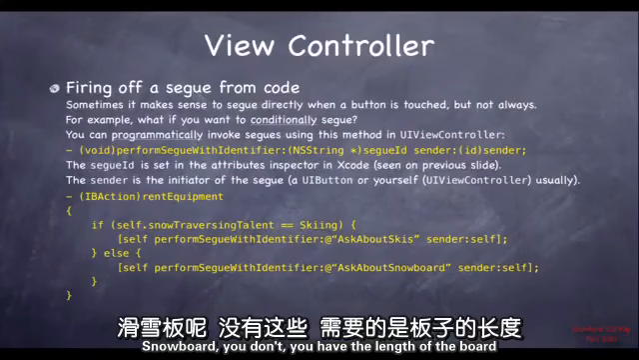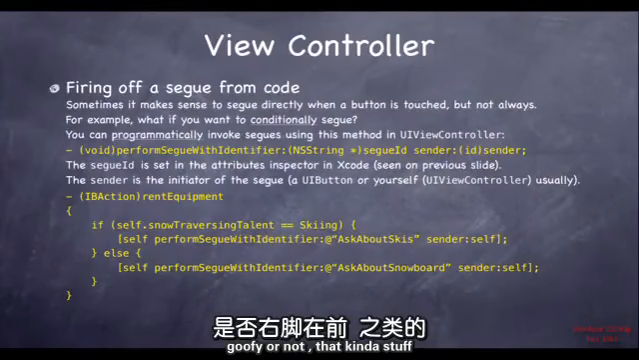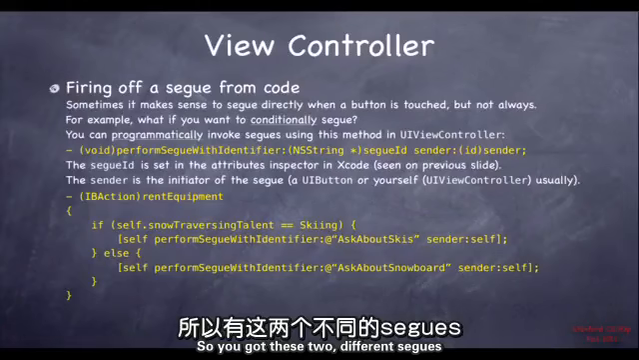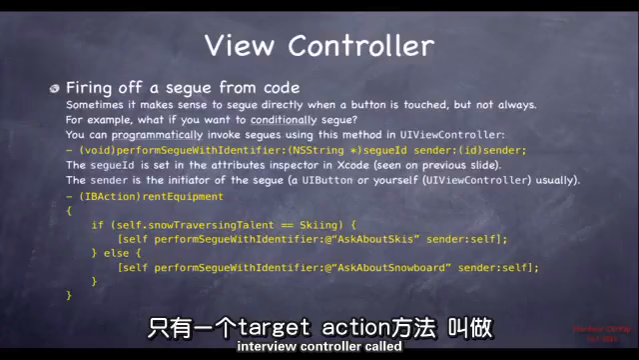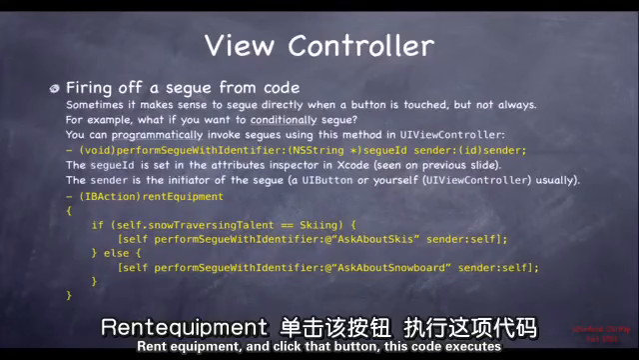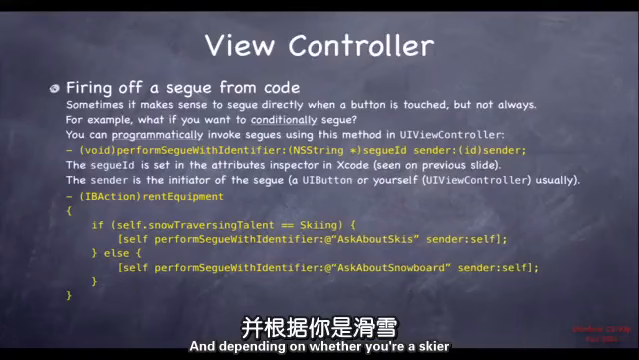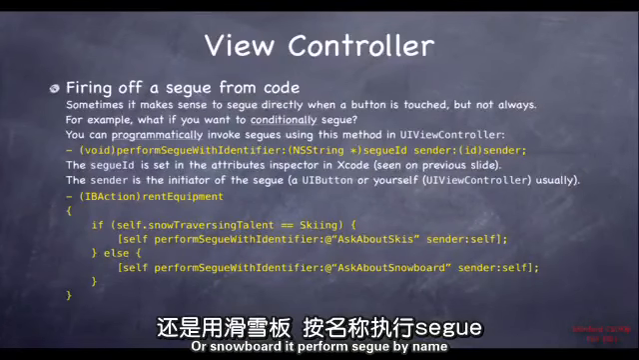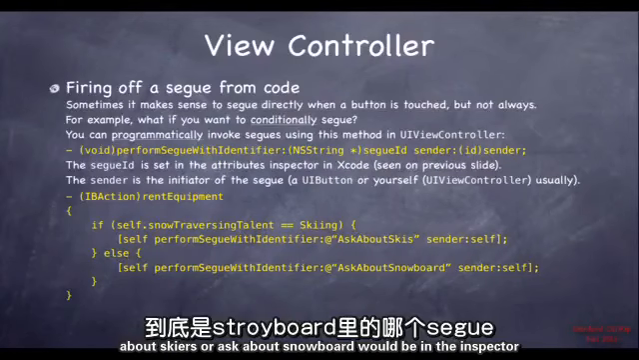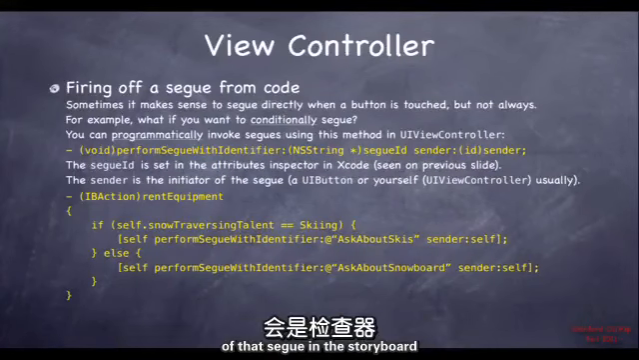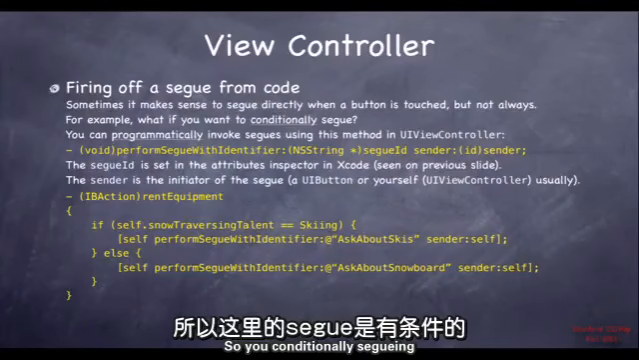Snowboard, you don't. You have the length of the board, goofy or not, that kind of stuff. So you've got these two different segues, and you just have a target action method in a view controller called rent equipment. You click that button, this code executes, and depending on whether you're a skier or a snowboarder, it performs segue by name. This ask about skis or ask about snowboard would be in the inspector of that segue in the storyboard, and so you're conditionally segueing.